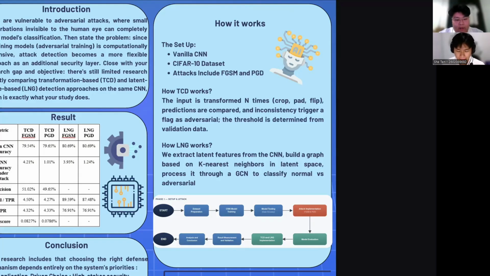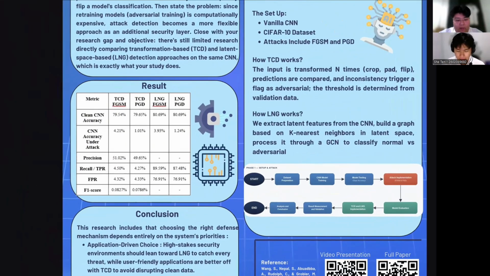Okay, now, after we learn about how it works, I'll explain the results of the experiment. From our experiments, both the Transformation Consistency Detector or TCD and the Latent Neighborhood Graph or LNG were able to detect adversarial examples generated using FGSM and PGD attacks on the CIFAR10 dataset. Before applying any attacks, both CNN models performed quite well. The model using TCD achieved a clean accuracy of 79.65%, while the model using LNG achieved 80.69%.